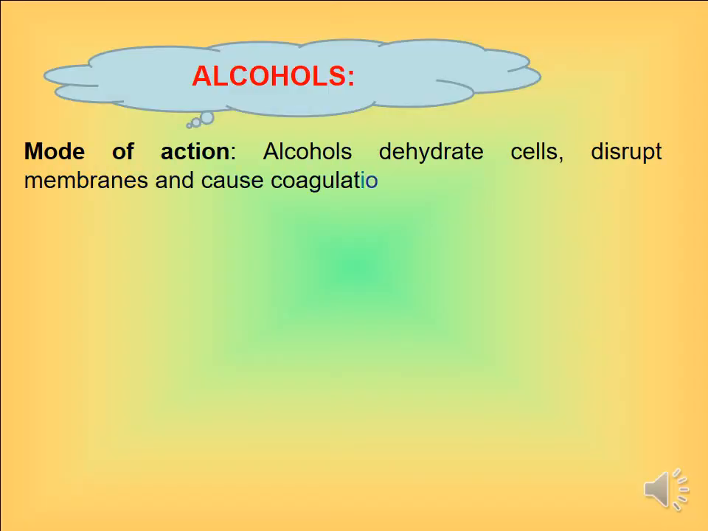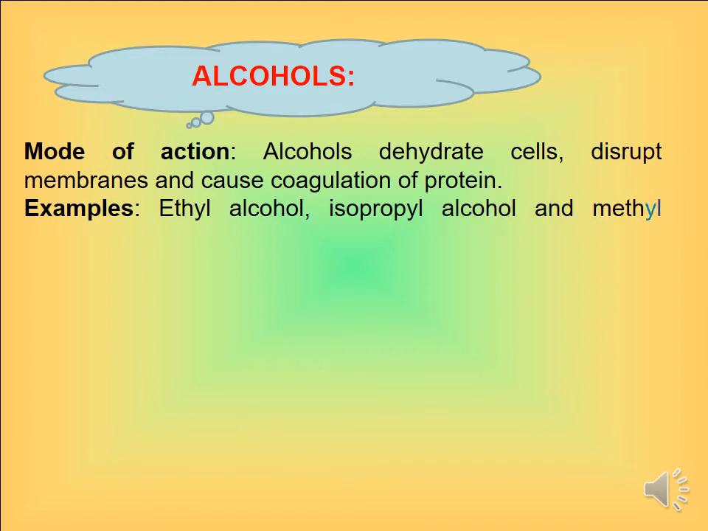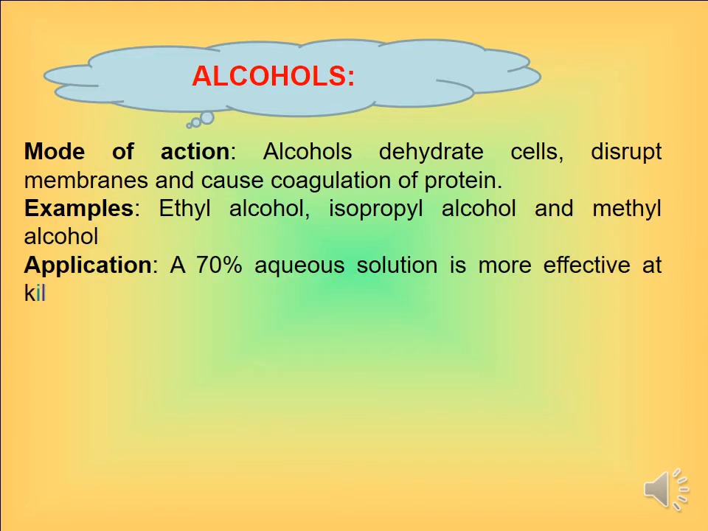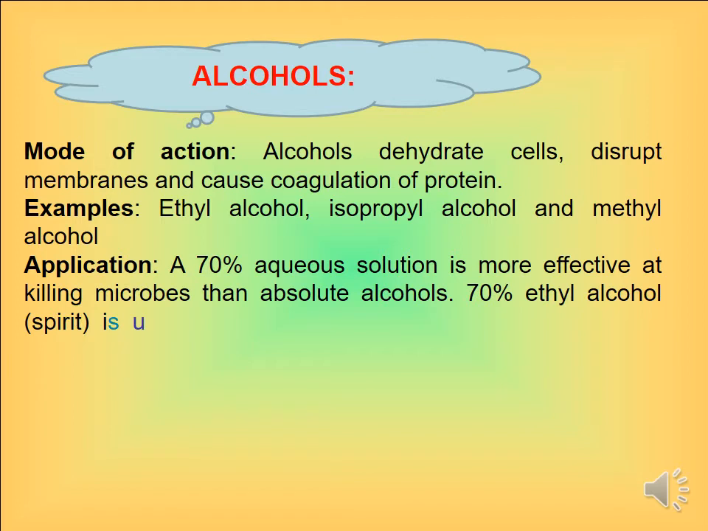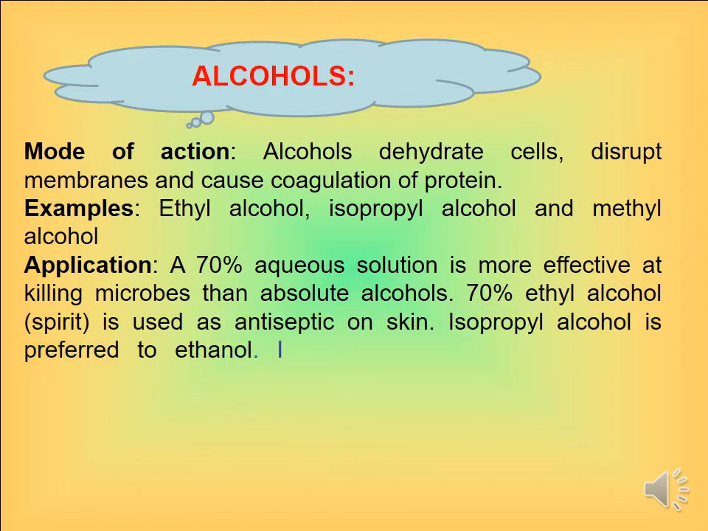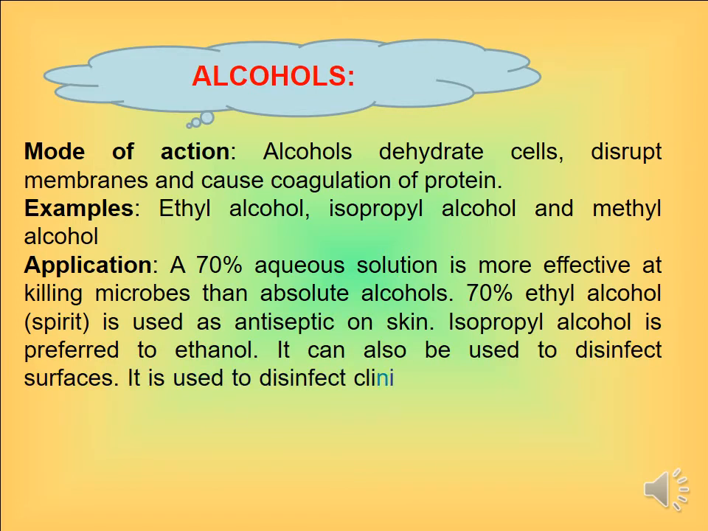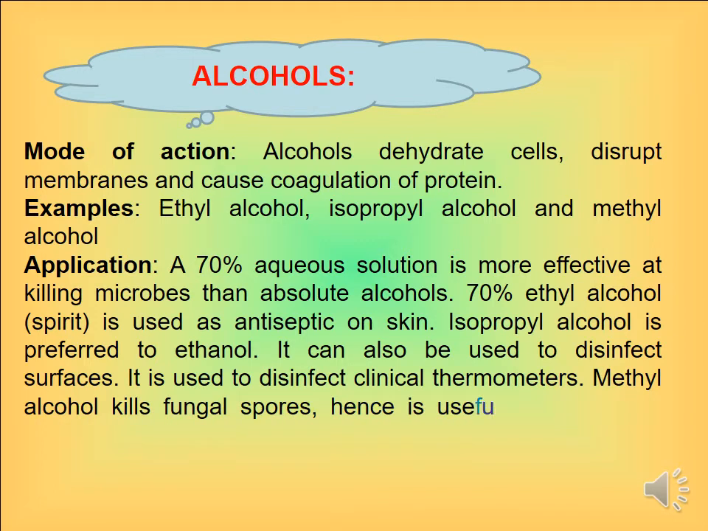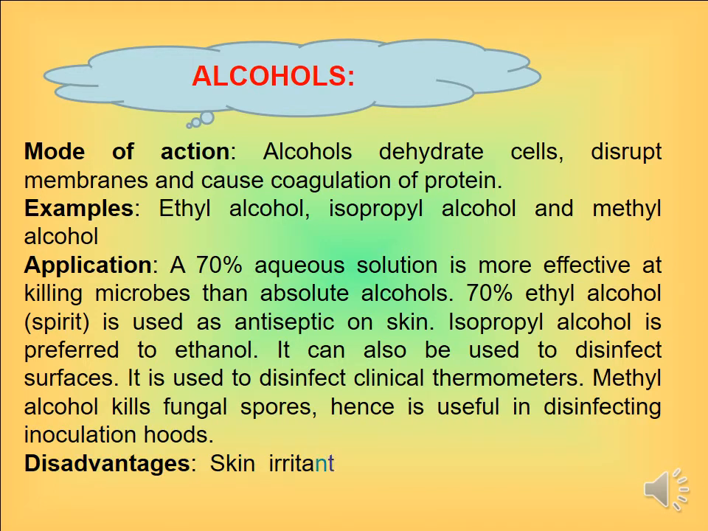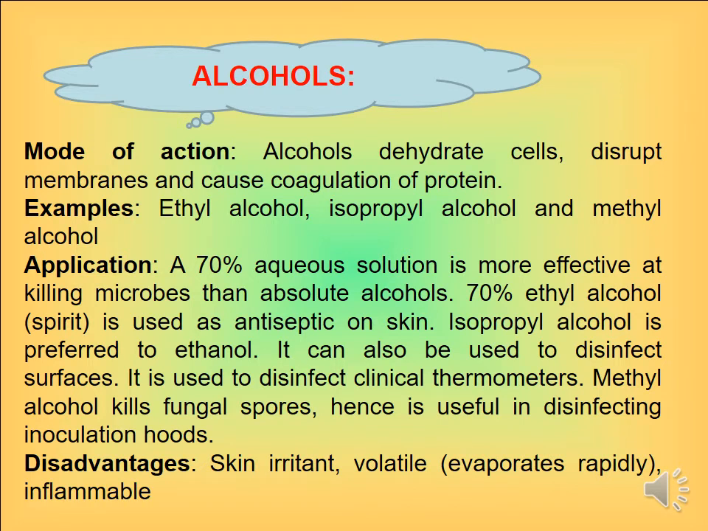We start the first disinfectant and most popular, alcohol. The mode of action: alcohol dehydrates cell, disrupts membrane, and causes coagulation of protein. Example of alcohol: ethyl alcohol, isopropyl alcohol, and methyl alcohol. Application: 70% aqueous solution is more effective at killing microbes than absolute alcohol. 30% of ethyl alcohol spirit is used as antiseptic on skin. Isopropyl alcohol is referred to ethanol.